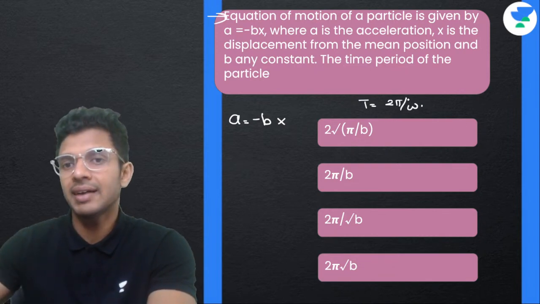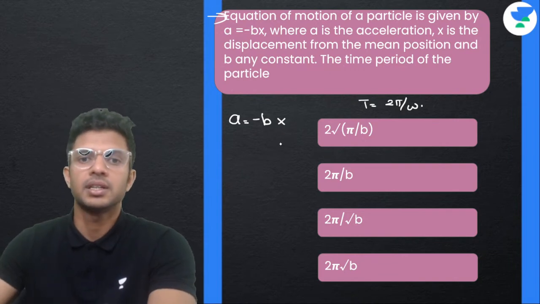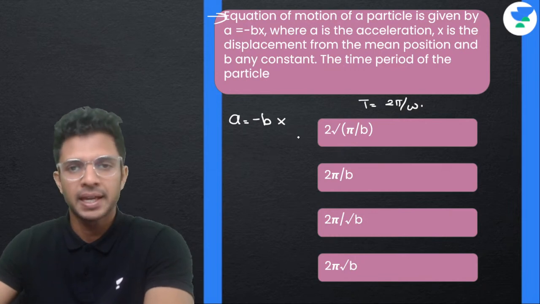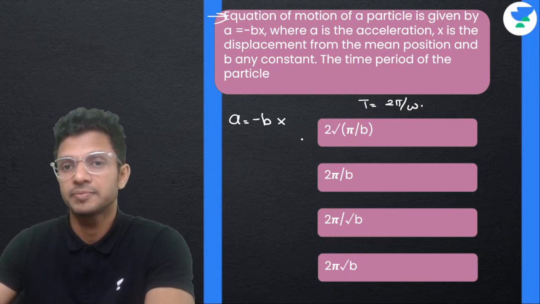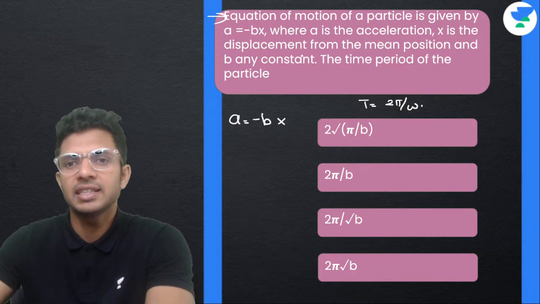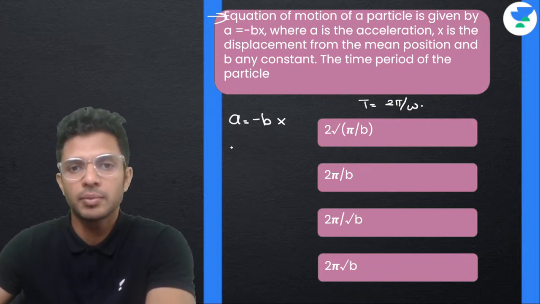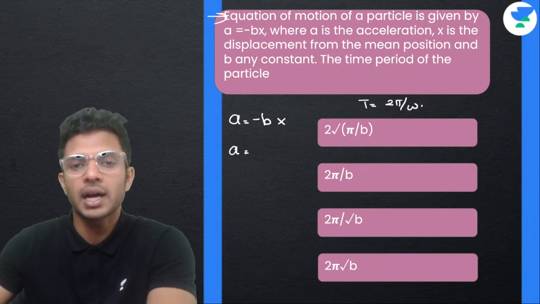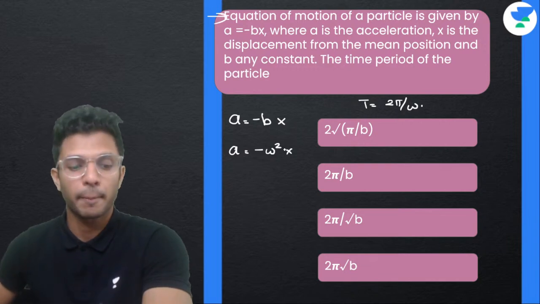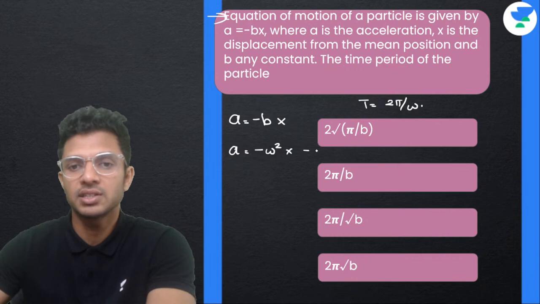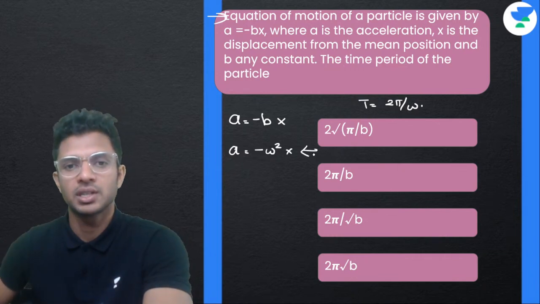So if we can get the value of omega from the equation of acceleration, the answer for time period is done. Lekin, how to get this value of omega? Very simple. It says the particle undergoes simple harmonic motion. If it undergoes simple harmonic motion, the equation for acceleration should be according to its general formula. Because any particle undergoing SHM should obey the general formula for SHM, where acceleration is minus omega square into x.